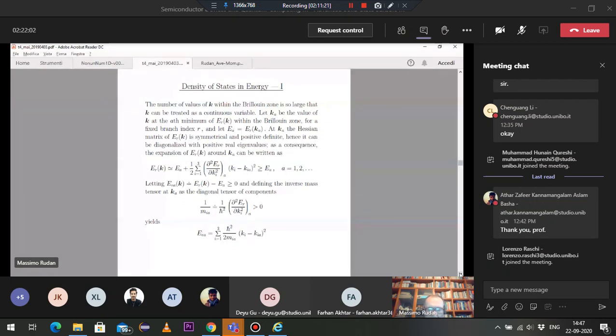And you can see that the mass is inversely proportional to the second derivative of the E of k relation. So the curvature, the second derivative, you remember, is the curvature, okay? And the inverse is the curvature radius, okay? So this gives you a more clear picture of what happens in the dynamics of the particle.